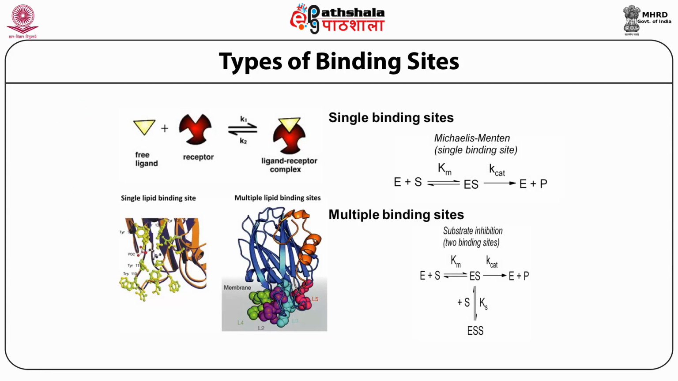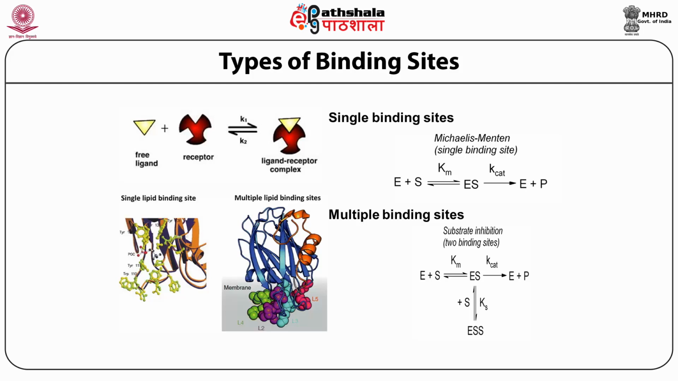Here we talk about the types of binding sites. There are two types of binding site. One is the single binding site, where one ligand binds to one receptor and the stoichiometry is 1:1. The binding equation is given with k1 for the forward reaction and k2 for the backward reaction, and it follows the simple Michaelis-Menten equation.